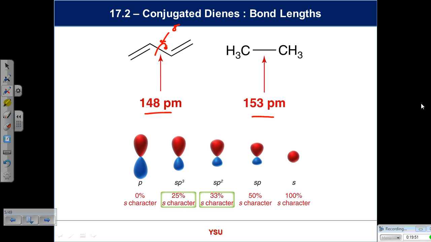We've got this argument now about why that's the case. You know, you think about the S character involved. You've got 25% in an sp3 orbital, 33% in an sp2 orbital, and so now we've got shorter bonds, stronger bonds in terms of the atoms involved. So what I'm trying to get up to so far is that that double bond system is much more complicated than anything we've seen so far.